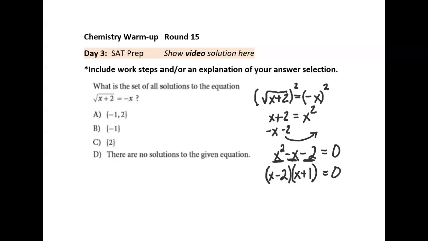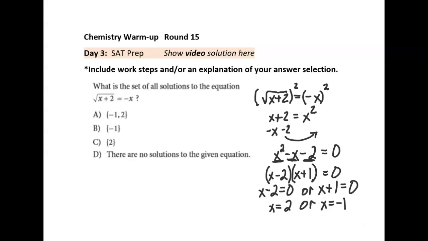Now that we have factored form, we can use the zero product property to get the answers. The first factor could be equal to 0, or the second factor could be equal to 0. That makes x equals 2. That makes x equals negative 1.